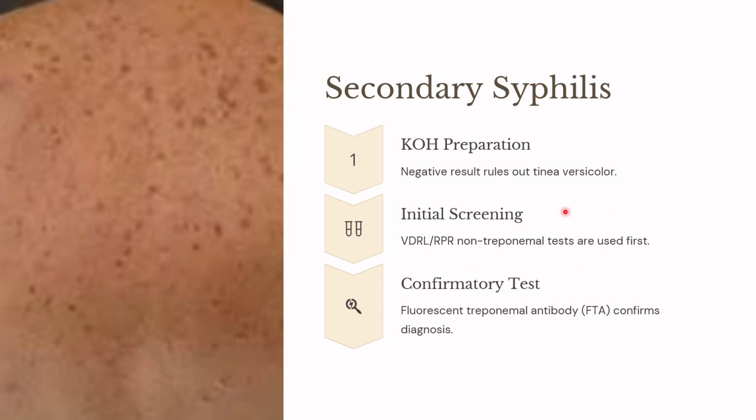In this case, that is in secondary syphilis, what is the confirmatory test? Fluorescent treponemal antibody confirms the diagnosis. Even though VDRL and RPR are tests which are used, they are not confirmatory because they can be positive in other situations, such as antiphospholipid antibody syndrome. Therefore, the confirmatory test is fluorescent treponemal antibody.